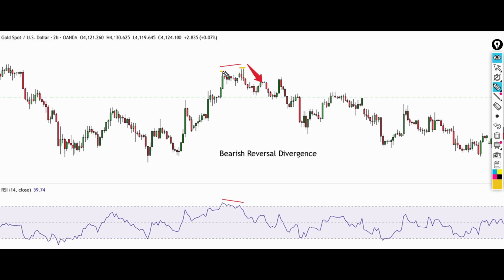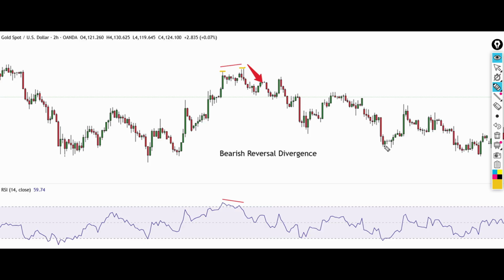And for the same corresponding highs on the RSI, it is making lower highs. This type of situation is called bearish reversal divergence, which means the price is about to reverse to the downside. So when this situation occurs, we should be looking for the shorting opportunity, or to sell the asset.